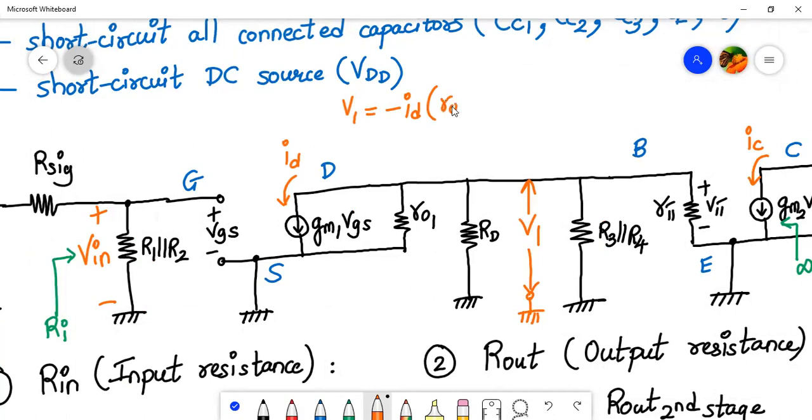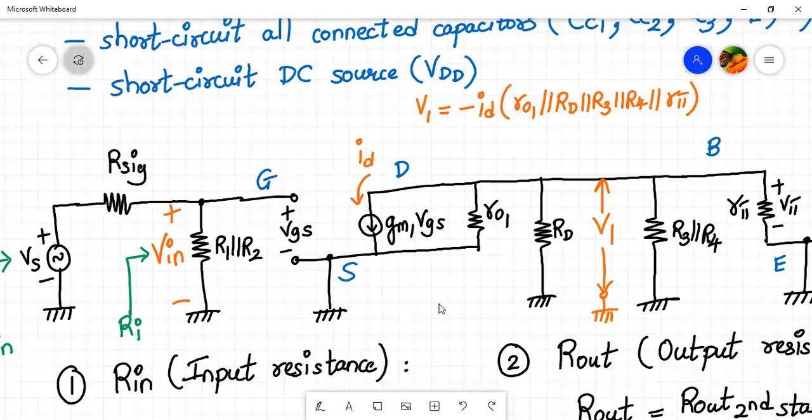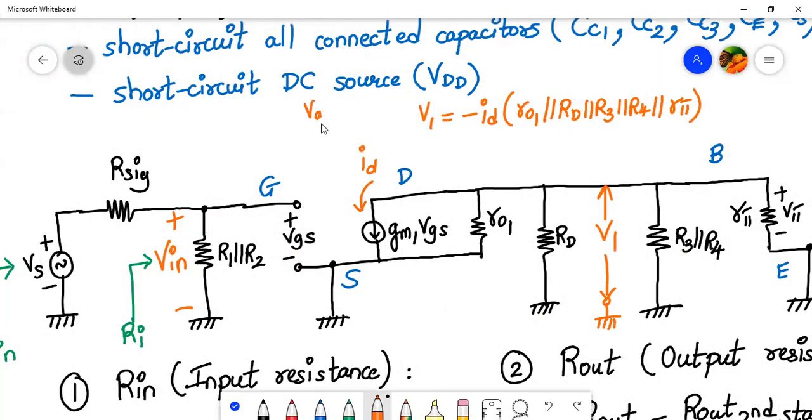So V1 will be minus ID into ro1 parallel to RD, parallel to R3, parallel to R4, parallel to R pi. Okay. And what is the value of ID? ID is nothing but gm1 into VGS. And what's the value of VGS over here? So your VGS is nothing but equal to Vin. Your VGS is equal to Vin because they are parallel. So VGS over here and Vin are the same. So let me rewrite this down below.